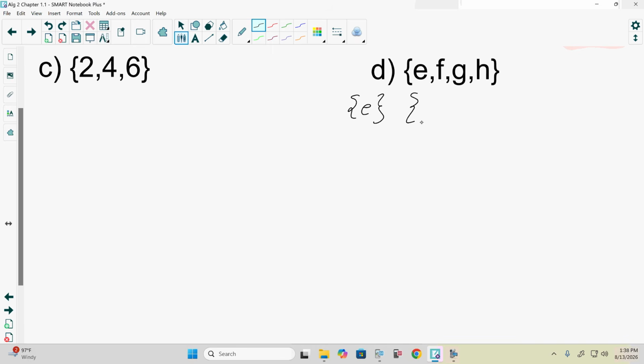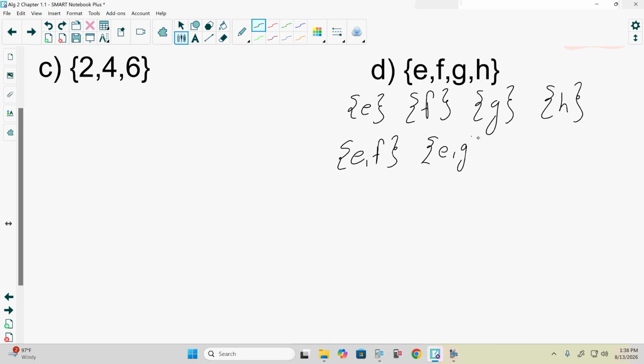So to start with for the subsets, we had each of the individual subsets, E, F, G, and H. Then we went through the sets of 2. We listed EF, EG, EH. Those are the 3 pairs we would have with E in a set of 2.